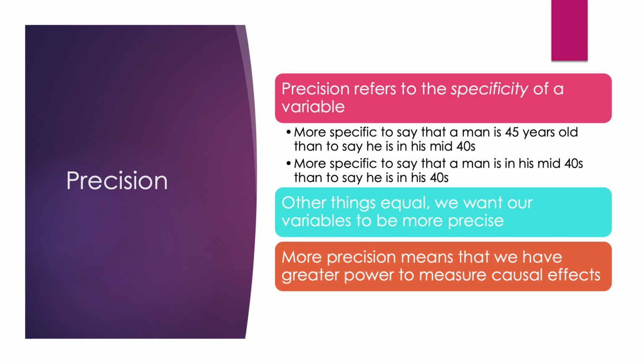Precision refers to the specificity of a variable. So for example, it's more specific to say that a man is 45 years old than to say he's in his mid-40s. And again, it's more specific to say that a man is in his mid-40s than to say that he's just in his 40s. Other things being equal, we want our variables to be more precise, because more precision means that we have greater power to measure causal effects.